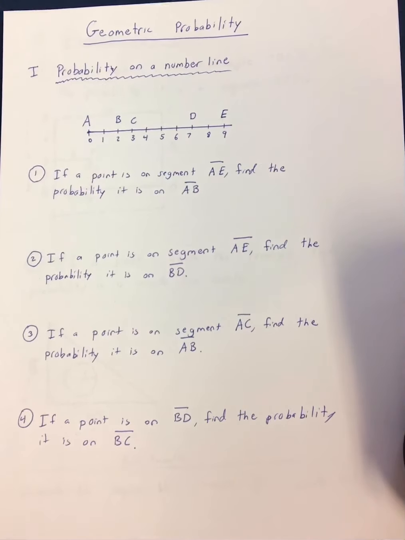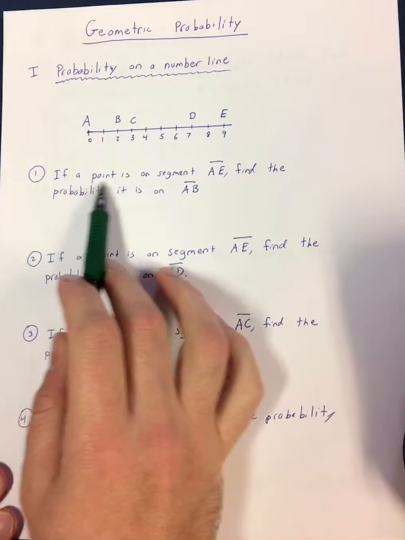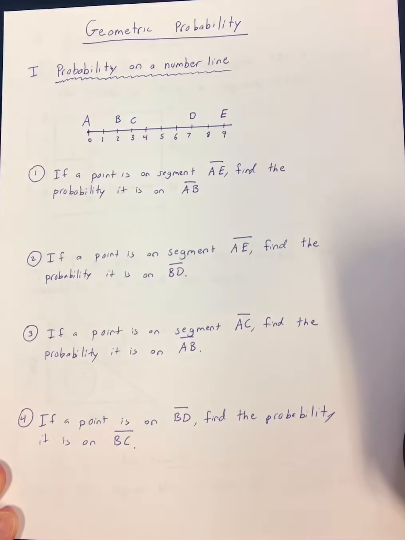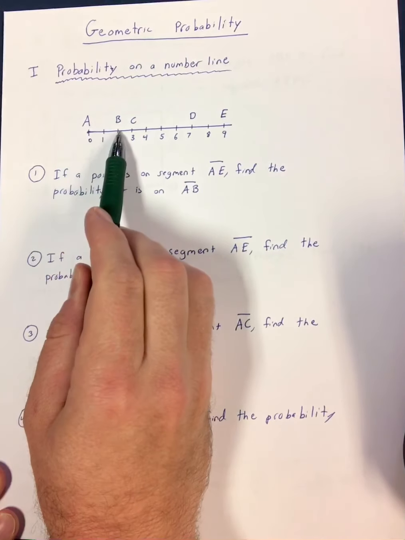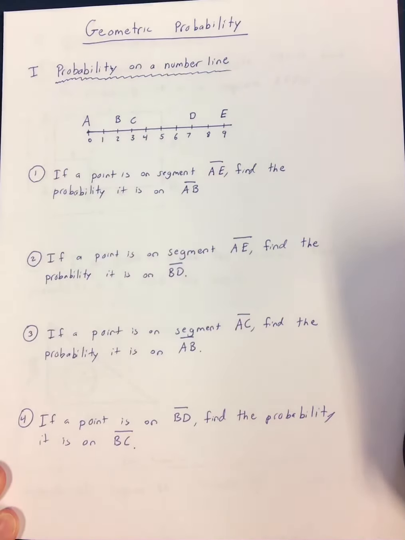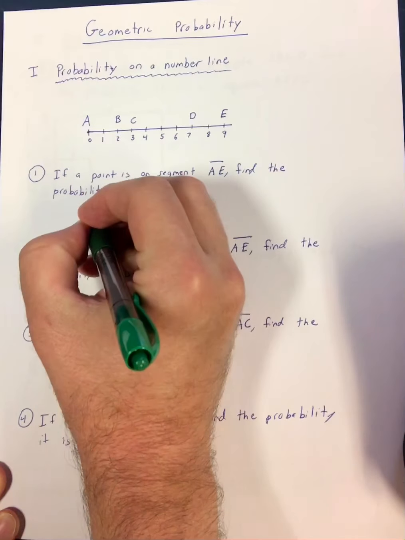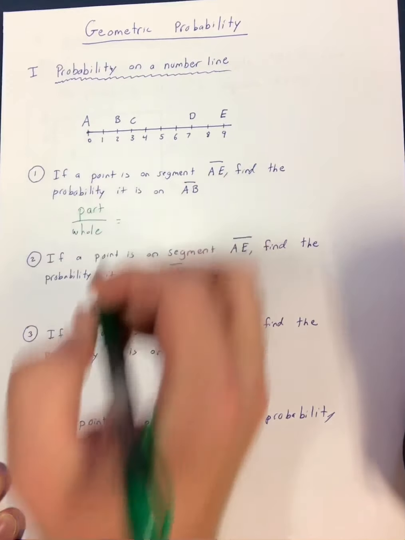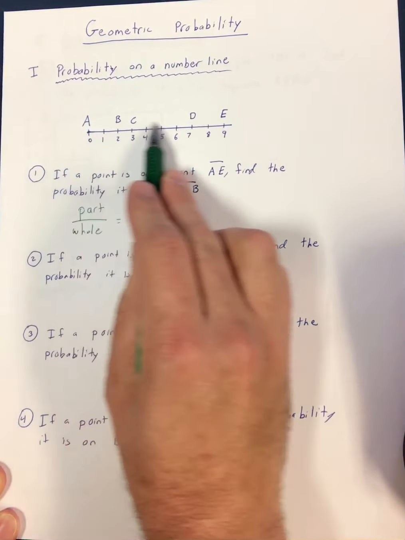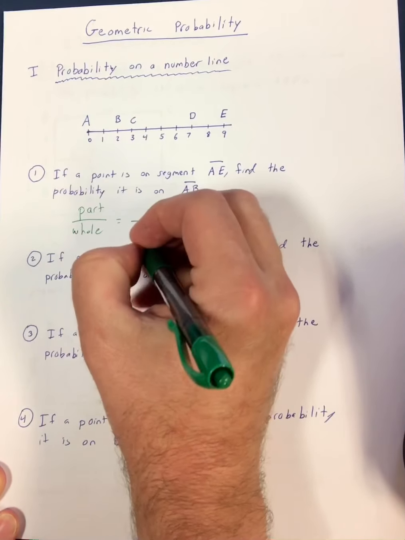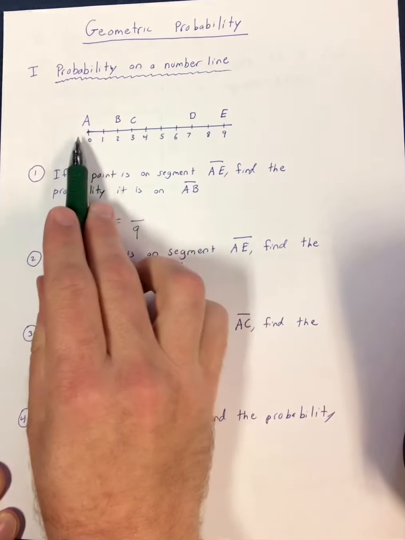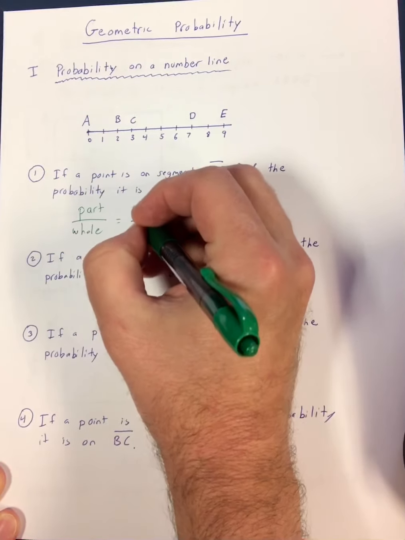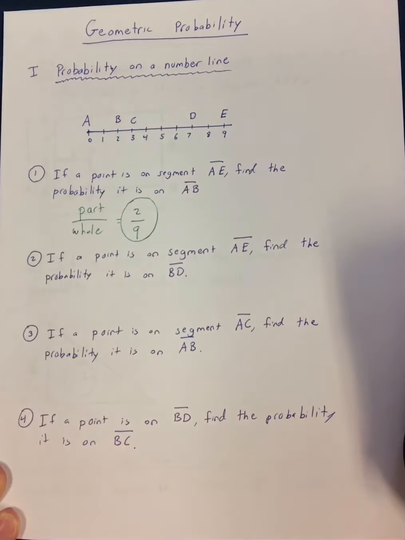So, first off, the number line problems. If a point is on segment AE, so if it's from here to here, somewhere in that section, find the probability it's on AB, which would be from here to here. So when we think about probability, it is part over whole. The whole bit would be AE, going the entire way. So that denominator would be 9. The part, the AB, would be this section here, from 0 to 2. So that would be 2/9. And that is the answer.